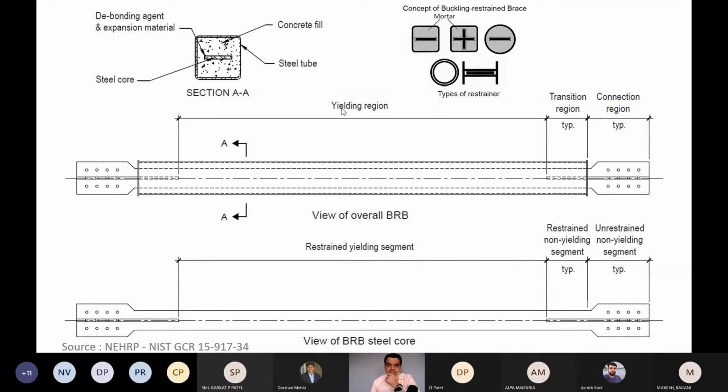So here we can see this is the yielding region. The in-between portion is the yielding region. Then this is the transition region, and finally this is the connection.